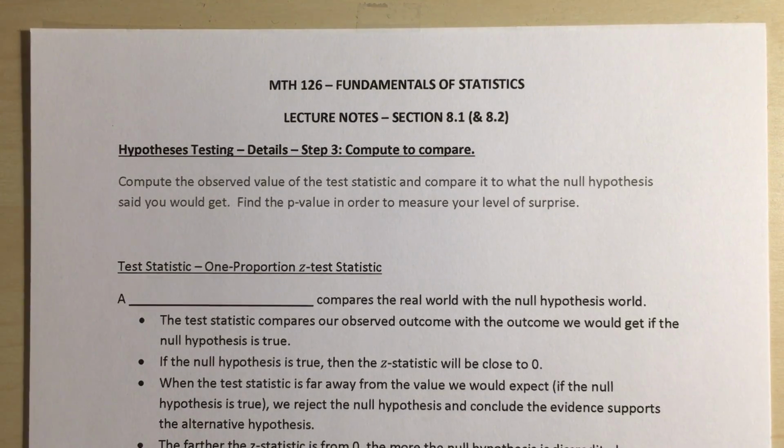Right, so now we're going to look at step 3 of our hypothesis testing procedure. Compute the observed value of the test statistic and compare it to what the null hypothesis said you would get. Find the p-value in order to measure your level of surprise. So in this case, we're going to be asked for two different things. We're going to be asked for our test statistic, and we're going to be looking for a p-value.